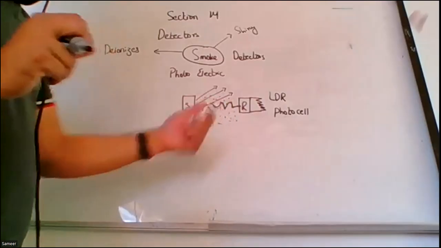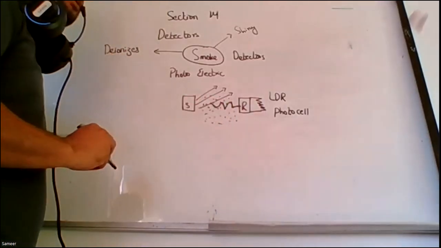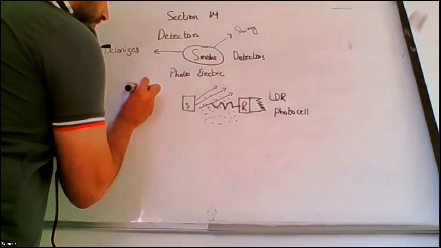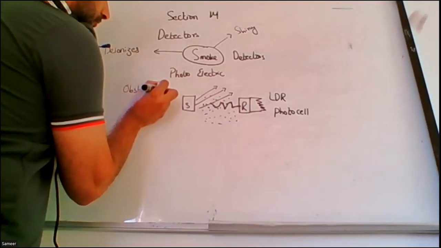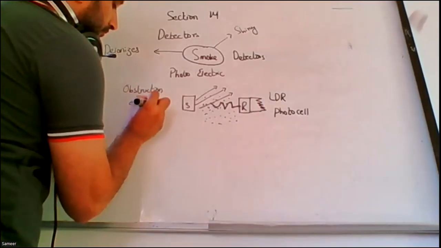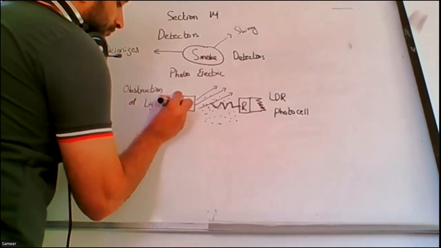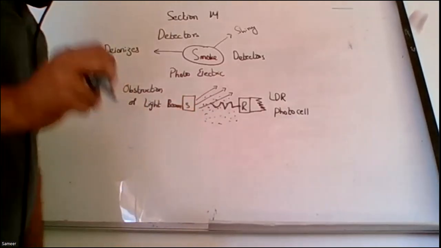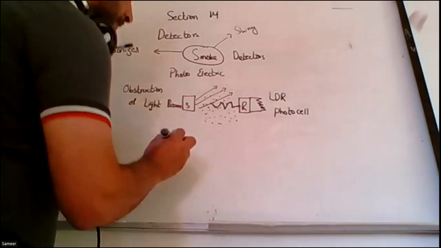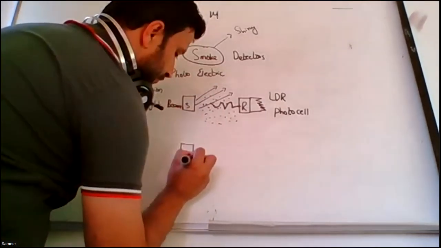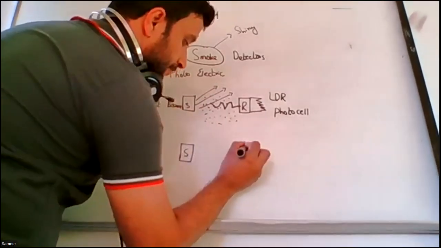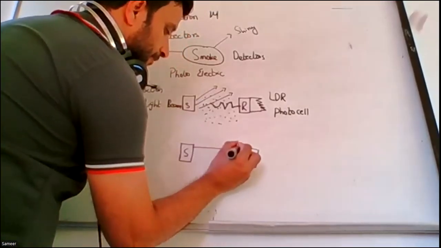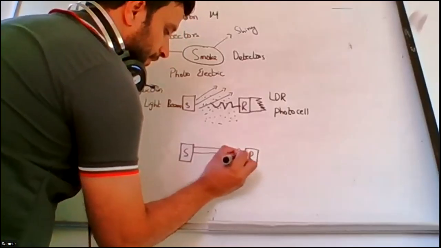Now, this type of a photoelectric principle of the smoke detector is known as obstruction of light beam. Similarly, I can use the same shiny nature to reflect the light away also. So I have a source and I have a receiver. Now this time the light is directly thrown at the receiver.